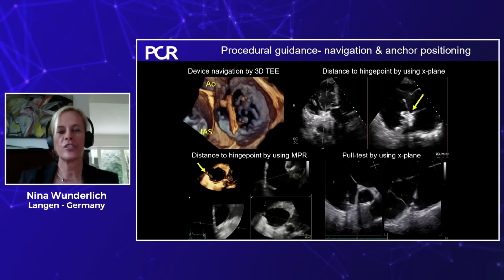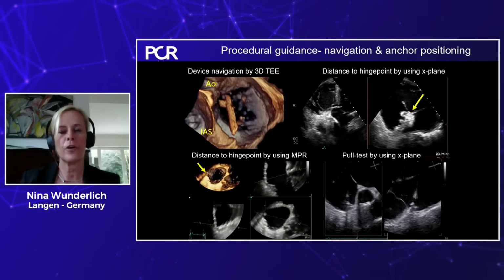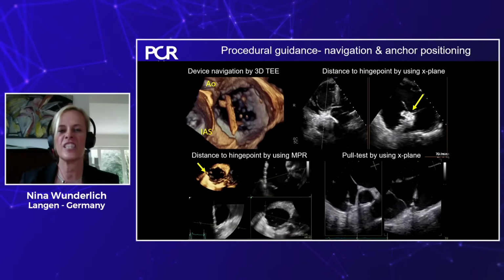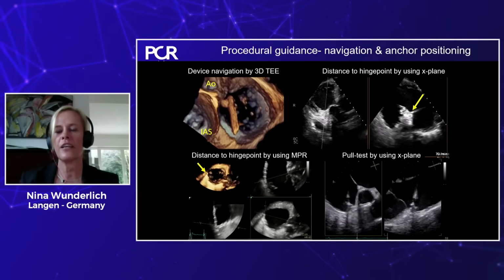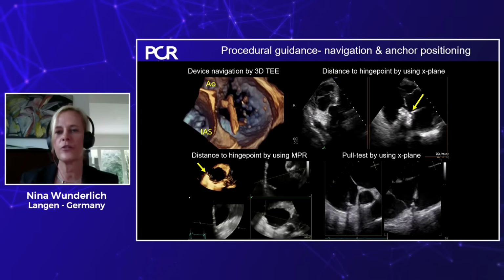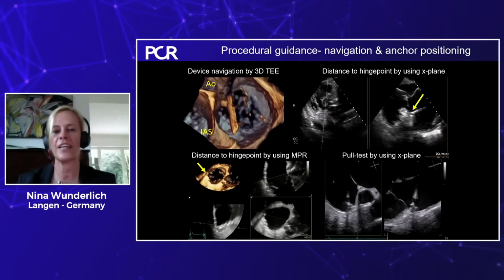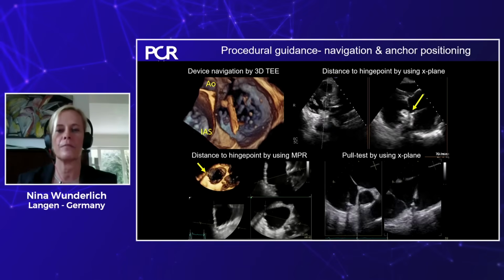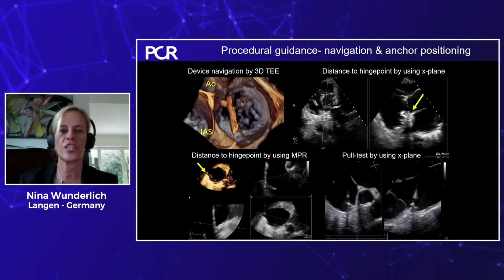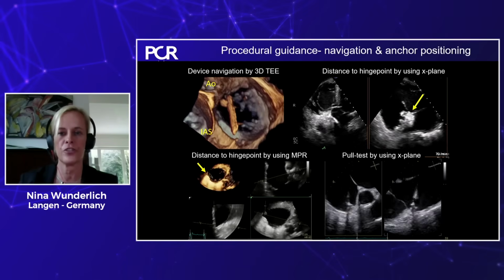And this is the procedural guidance, how we usually do it. On the upper side, you see the 3D office view, and this is helpful for the device navigation. To evaluate the distance to the hinge point, we use X-plane, as you can see on the right upper image. And multiplanar reconstruction, as you can see on the bottom left, is also a very important tool, which can be helpful to define anchor positions.